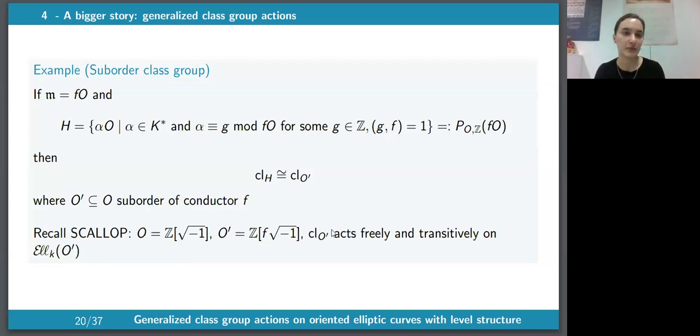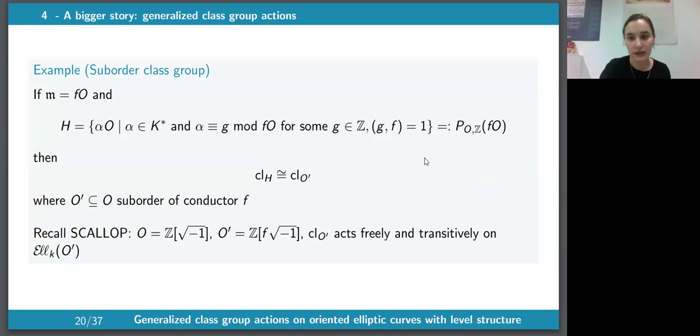Let's see now an intermediate example. Let's for simplicity take the modulus to be just a principal ideal generated by some integer f. And let's take as congruence subgroup the following, inspired a little bit by the definition of the group of rays. We take ideals generated by some invertible element of K that is congruent modulo fO to some integer g coprime with f. And we call such a congruence subgroup P_O,Z of the modulus fO.